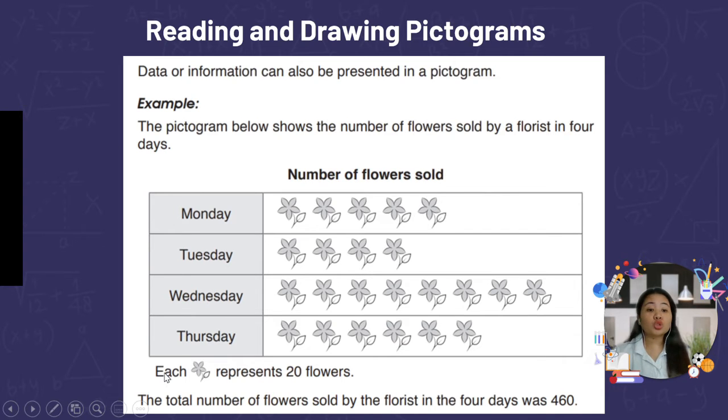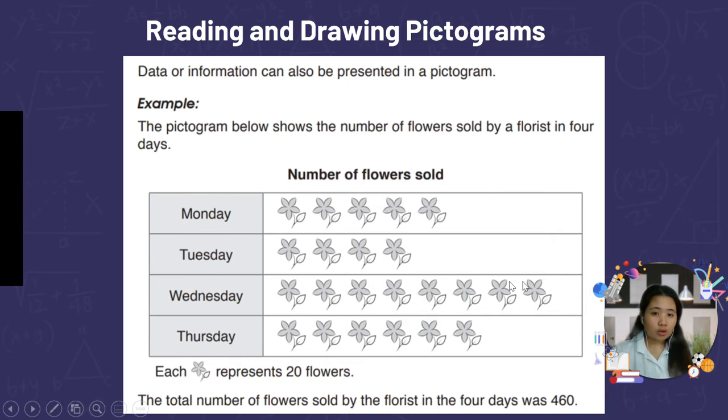Always remember to look below. So if you count everything and each flower is 20, the total number of flowers sold by the florist in the 4 days was 460.